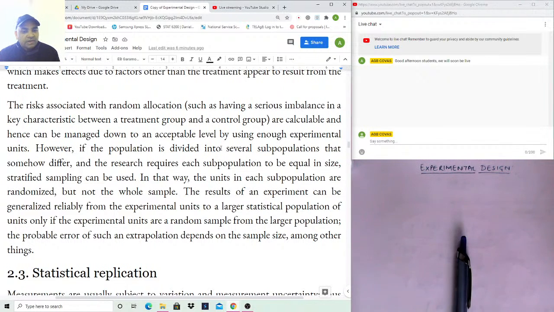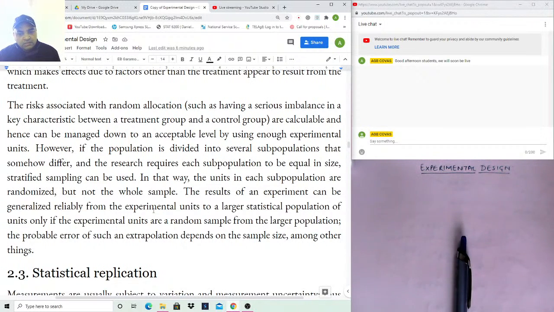Okay. However, if the population is divided into several subpopulations that somehow differ, and the research requires each subpopulation to be equal in size, stratified sampling can be used. So the other way to overcome this problem of having an imbalance is through stratified sampling that we have studied in our sampling chapter. Okay. So in that way, the units in each subpopulation are randomized, but not the whole sample.